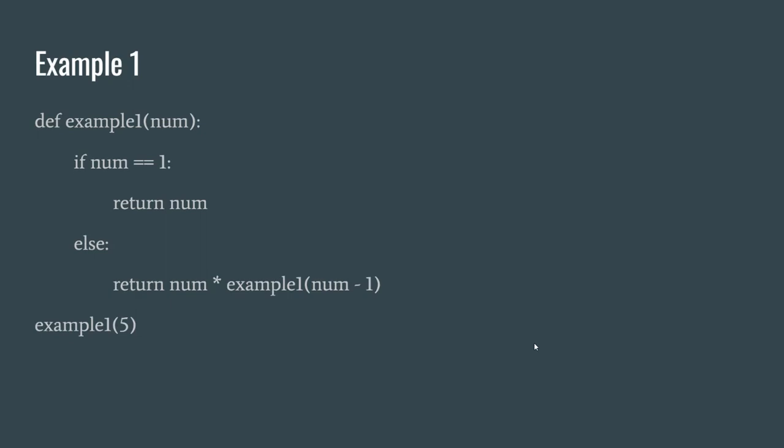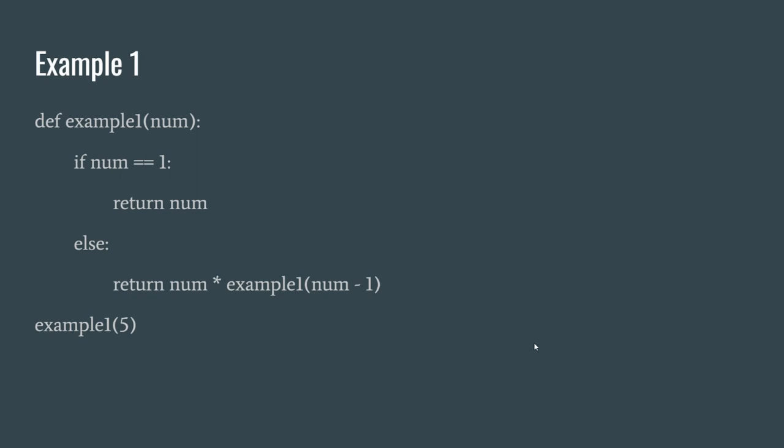In this example, a Python function is written. I am sure that for some of you this might sound foreign, but just to tell you what these steps are: the first step is def, which means define a function, and the name of the function is example1. This num is the parameter that we pass to the function.